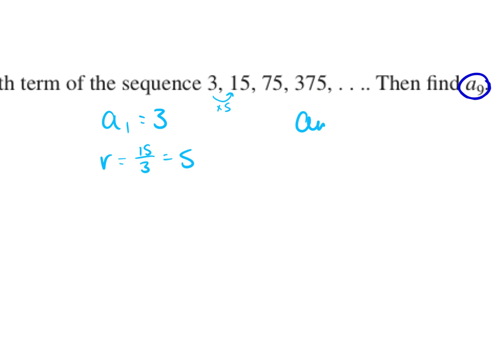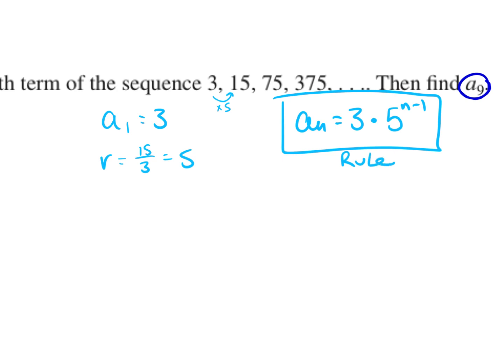So let's plug it in. We have a sub n is equal to, what comes first? 3 times what? 5 to the power of n minus 1. So this would be our rule. Now the second part of this question asks us to find a sub 9. So how do I find the 9th term? Plug in 9. So 3 times 5 to the power of 9 minus 1. So 3 times 5 to the power of 8. So I'm going to do 5 to the power of 8 in my calculator.